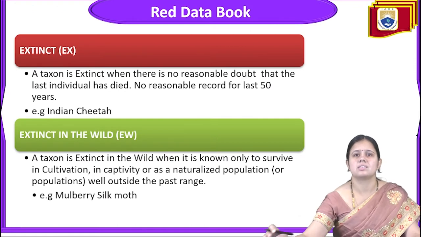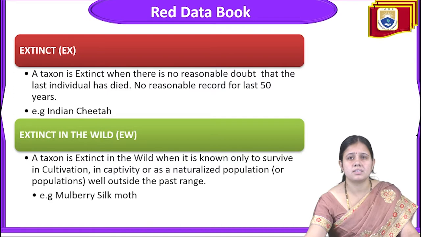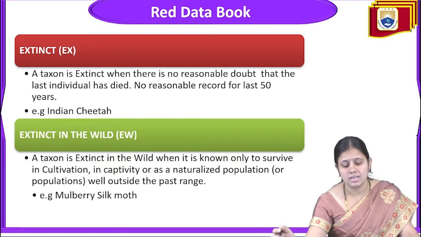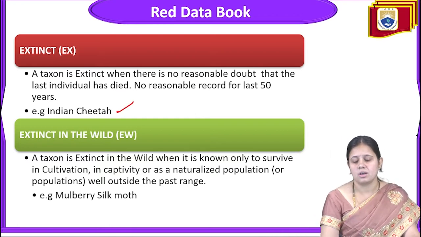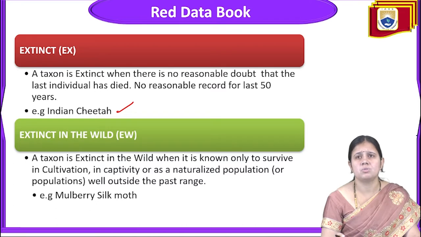First one is extinct. Extinct means a species is extinct where there is no reasonable doubt that the last individual has died. There is no reasonable record for the last 15 years. Its example is the Indian cheetah. These are species where there is no reasonable doubt that the last individual has died and no reasonable record from the last 15 years.